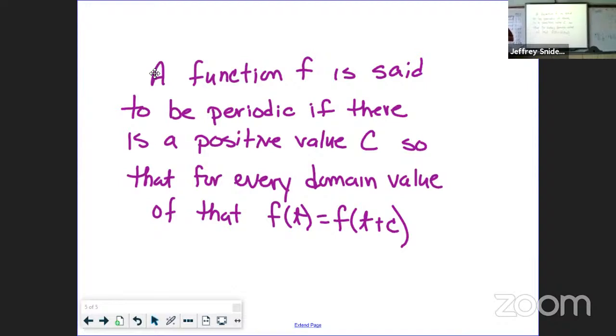Sine is a periodic function. Now, I'm just going to do this because it'll help you understand it a little bit better, I believe. So I'm going to go to Desmos real fast.